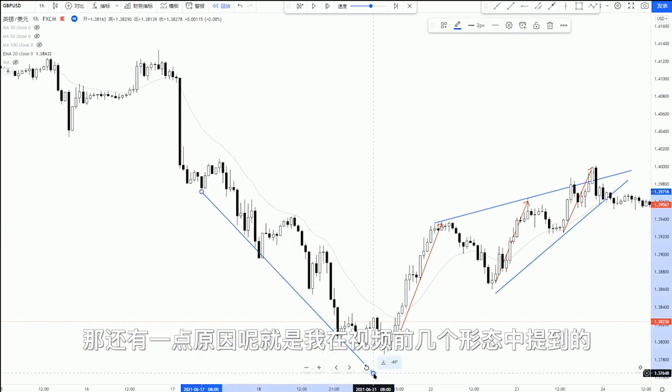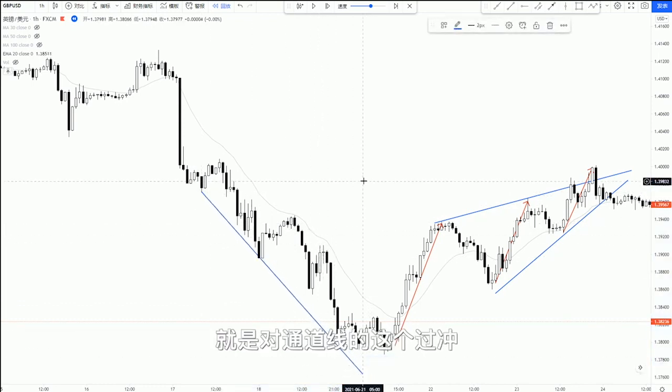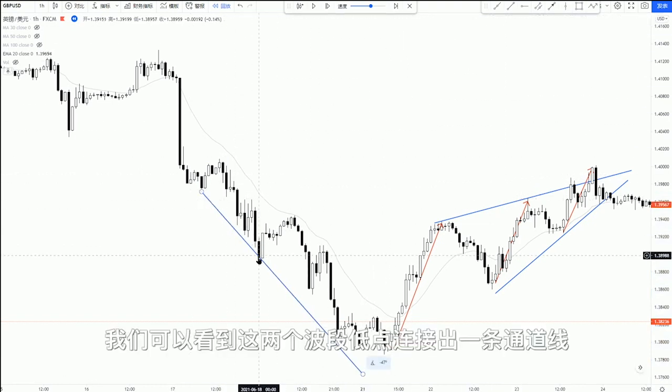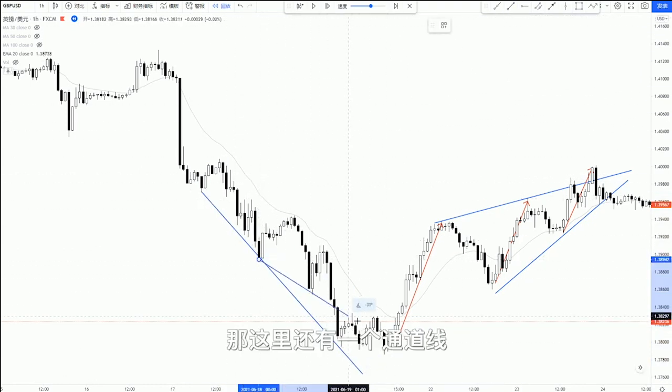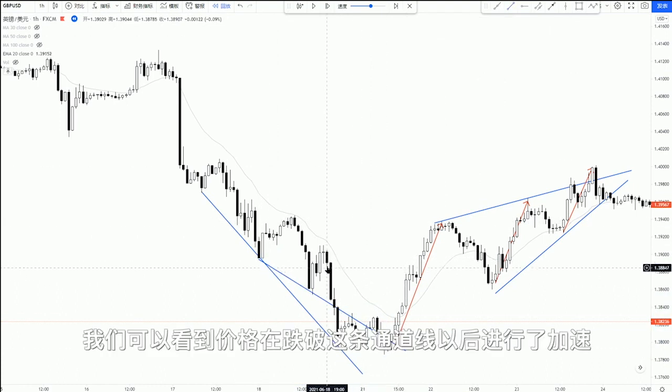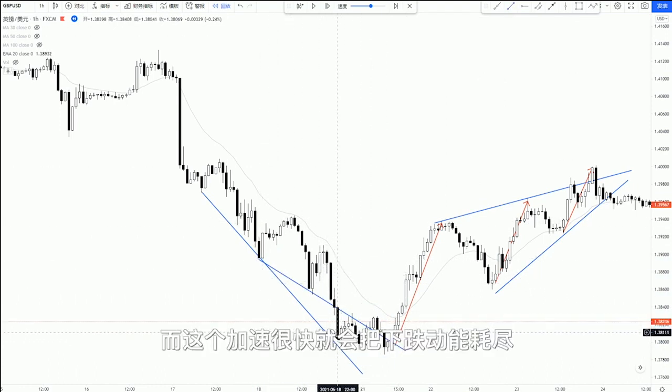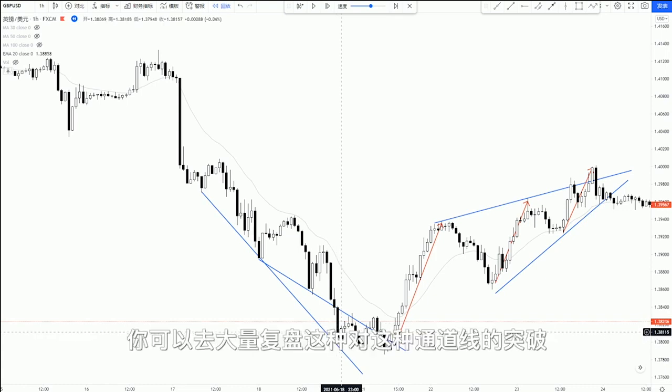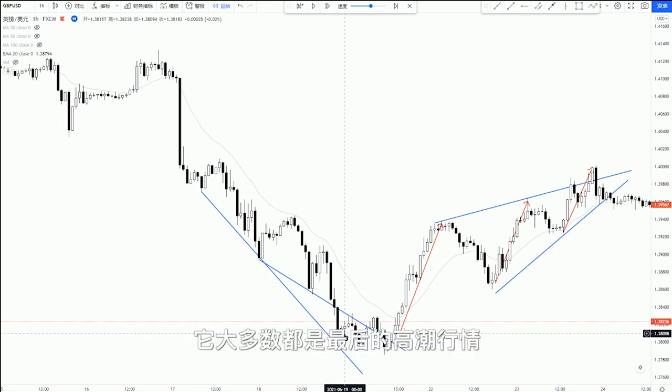Another common form of adjustment is flag adjustment or channel adjustment. What does it look like? Why is it called flag shape? Because it looks like a flag. We can look at the previous rally as a flagpole, and then this adjustment pattern is a flag, and then the price breaks through this flag and continues the trend direction.